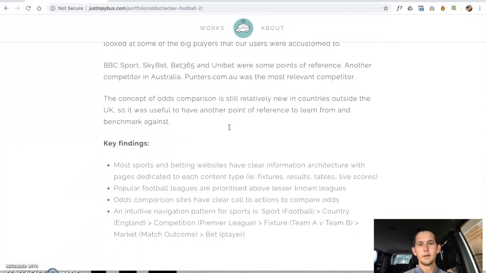Another thing to think about was that the concept of odds comparison in Australia was pretty new. Anywhere outside of the UK, it was a pretty new concept. So there was a lot of communication that we had to place on the website saying that you can compare odds. We had to make it really clear for any first-time user that this is the purpose of the website.